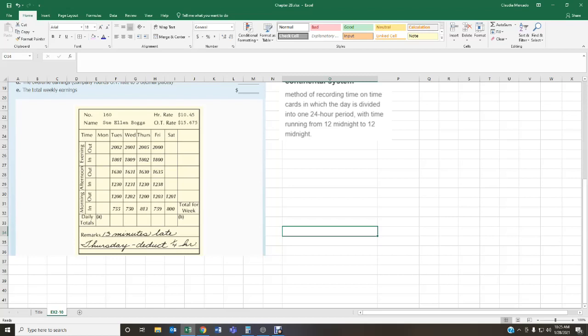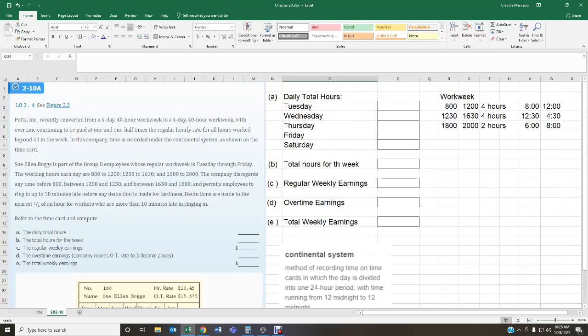They have remarks here. It says that 13 minutes late on Thursday, we have to deduct 1/4 of an hour. So they actually even give you, you don't have to do much thinking. They're already letting you know that on one day the employee was tardy 13 minutes. We have to dock that employee 1/4 of an hour, and that's on Thursday. Okay, so we're going to use that information to complete our requirements.